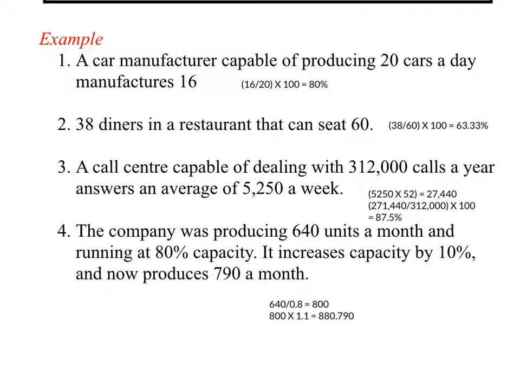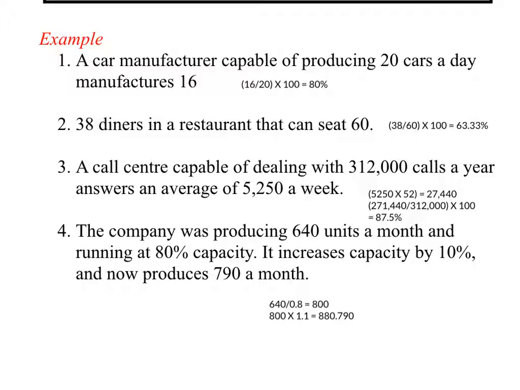So again, this is more of a challenging question. It's saying the company was producing 640 units a month, so that's how much they're utilising, and the capacity utilisation was 80%, but it doesn't give you the overall amount. So you have to rearrange the formula. What I've done is 640 divided by 0.8 in terms of the percentage, and that would get me 800. So I know their initial overall potential capacity was 800 units.